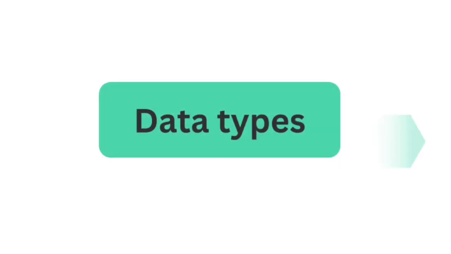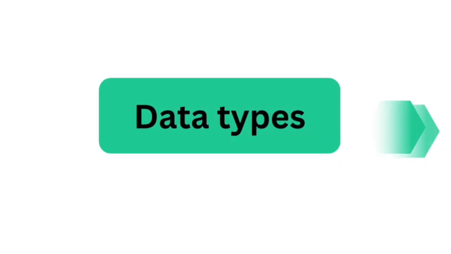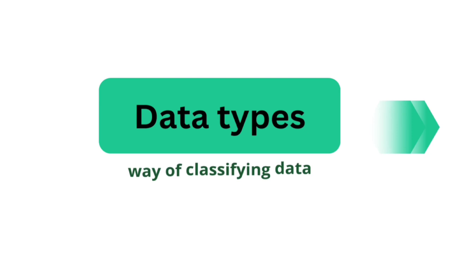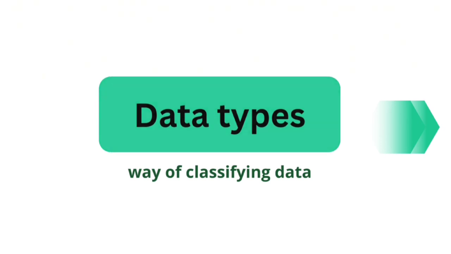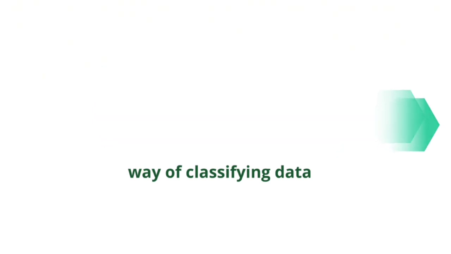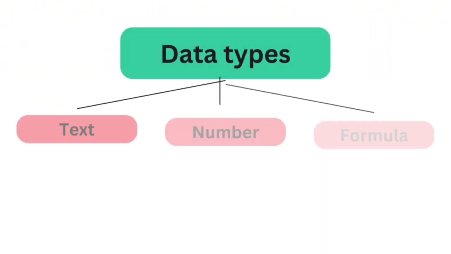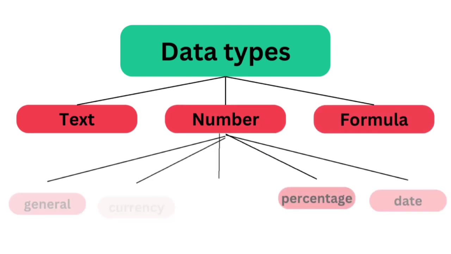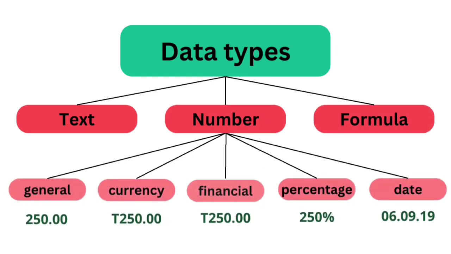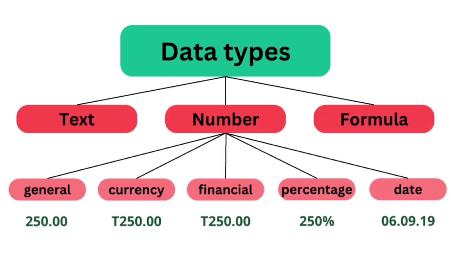And the next is data types. Data types are a way of classifying data. They include text, numbers, and formulas. Numbers are quantitative values. And text is a set of characters that are not numbers, for example, hello world, Kazakhstan, and formulas are expressions that perform calculations, for example, 1 plus 2, or equal to A1 plus B1.